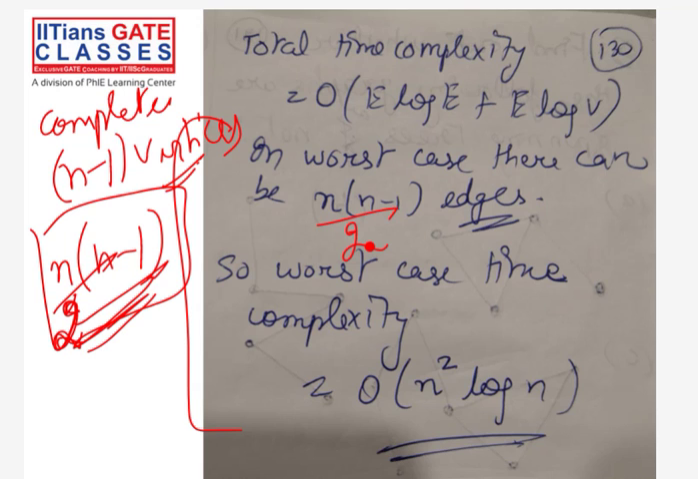So now, the worst case time complexity in case of Kruskal's algorithm, if you put E as order of V square, will give you order of n square log n. Is this clear to all of you? This is the worst case time complexity in case of a complete graph.